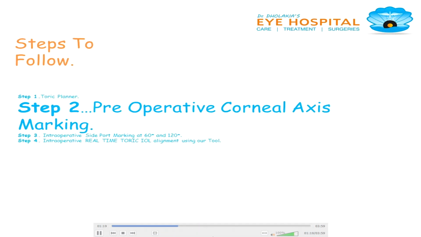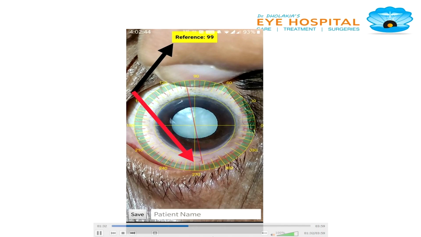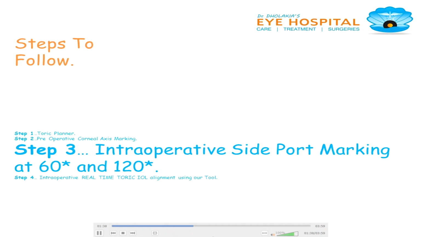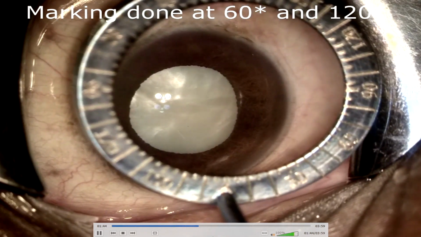Pre-operative corneal axis marking. There are various apps on smartphones for corneal landmark or axis identification and marking. Out of all, we prefer to use the Crystal Toric app. The app shows there is a blood vessel at 99 degrees. That is a corneal reference mark. Intraoperative side port marking at 60 and 120 degrees. This is a very important and crucial step.